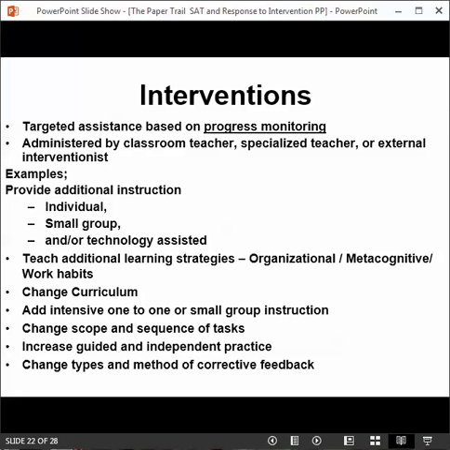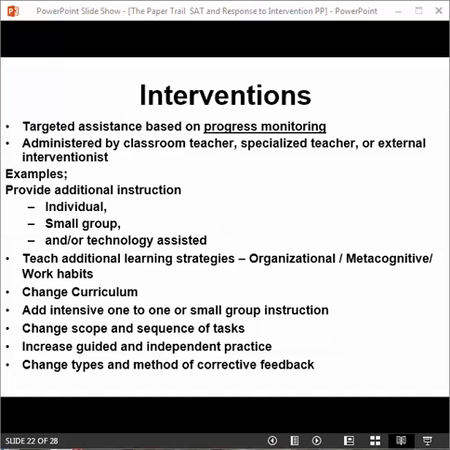So what are the interventions that are proposed? There are targeted assistance. So an example might be you could do the instruction in individual, small group, or it can be technology assisted. So it could be a computer program that they have to do, but somebody has to be monitoring it. You could teach additional learning strategies like organizational skills, work habits. You can change the curriculum a little bit.